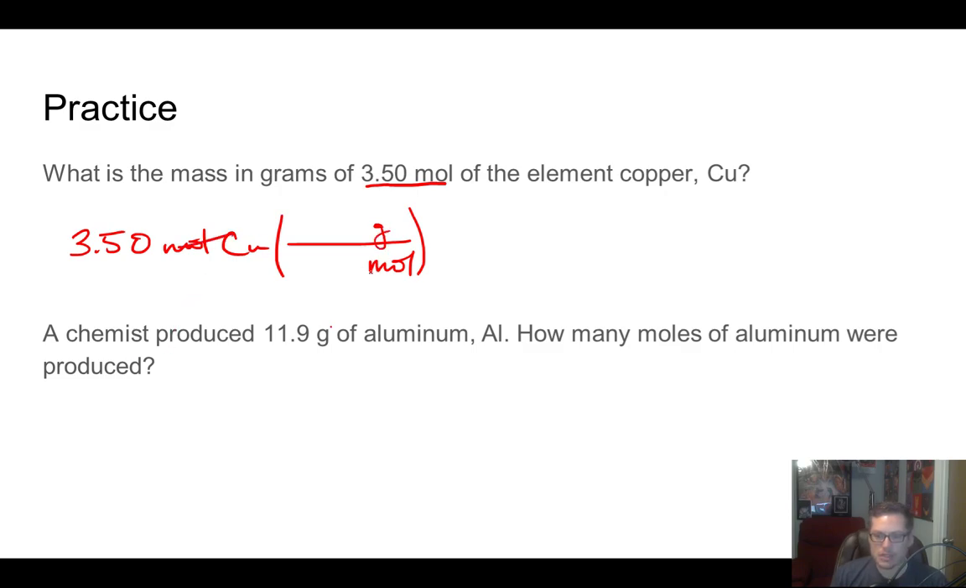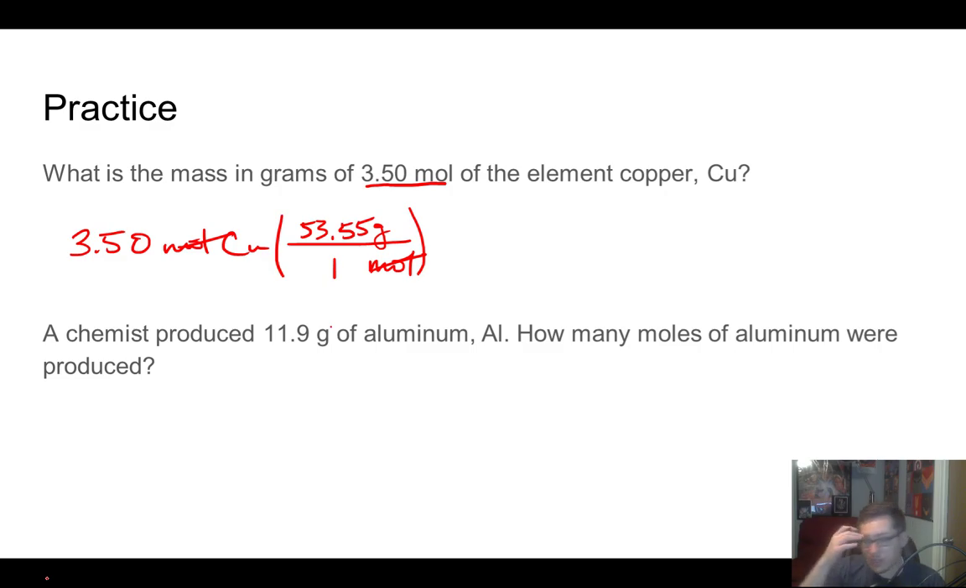All right, so moles cancel with moles, we're left with grams. Now, where do we get our ratio grams to moles? Well, we just look at the atomic mass. So we find copper on our periodic table, and copper is 53.55. All right, so it's 53.55 grams per 1 mole.